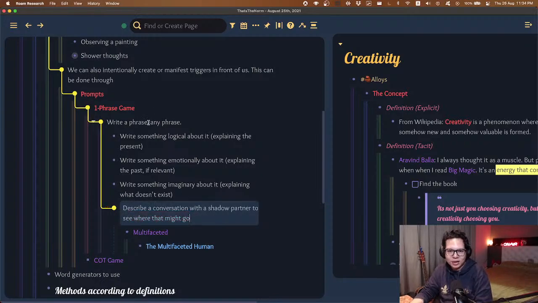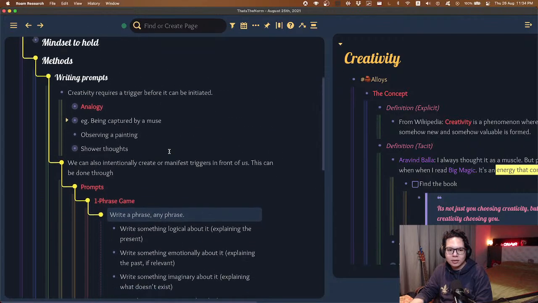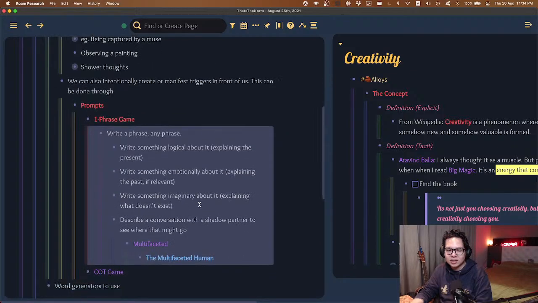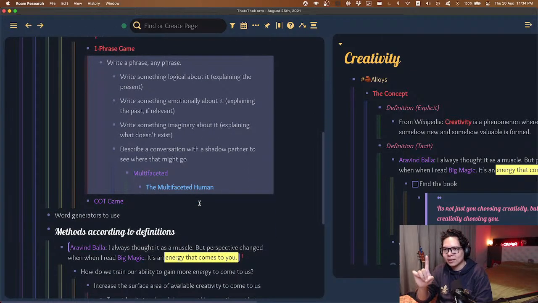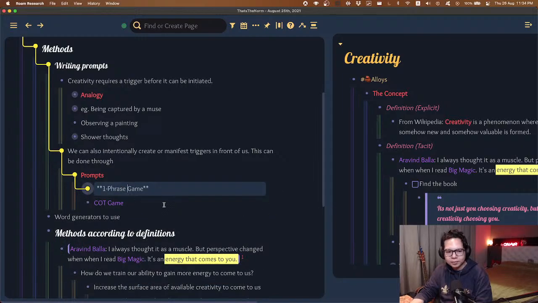And that's how you play the phrase game. You force yourself, or you create triggers, write them in front of you, and then you explore those triggers. You explore the extent of those triggers as much as you can. So that's the one phrase game.